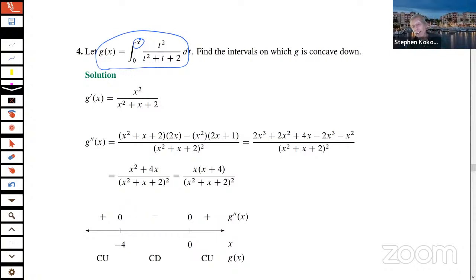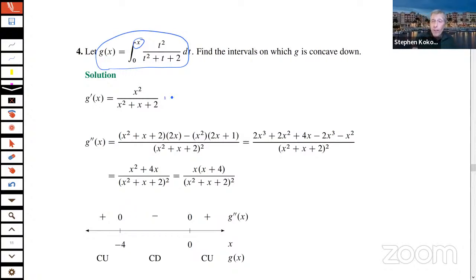So I'm going to think out loud a little bit. How do I do this? How do I figure out where g is going to be concave down? Well, I guess what I'm going to have to do is find the second derivative. I'm going to have to find g double prime, and I'm going to have to find where g double prime is negative. Okay, so that's a problem that you probably did at the beginning of the semester when you learned how to take derivatives and you learned the relationship between derivatives and graphs. But now we know a little bit more, and we're applying that idea and using the fundamental theorem of calculus.